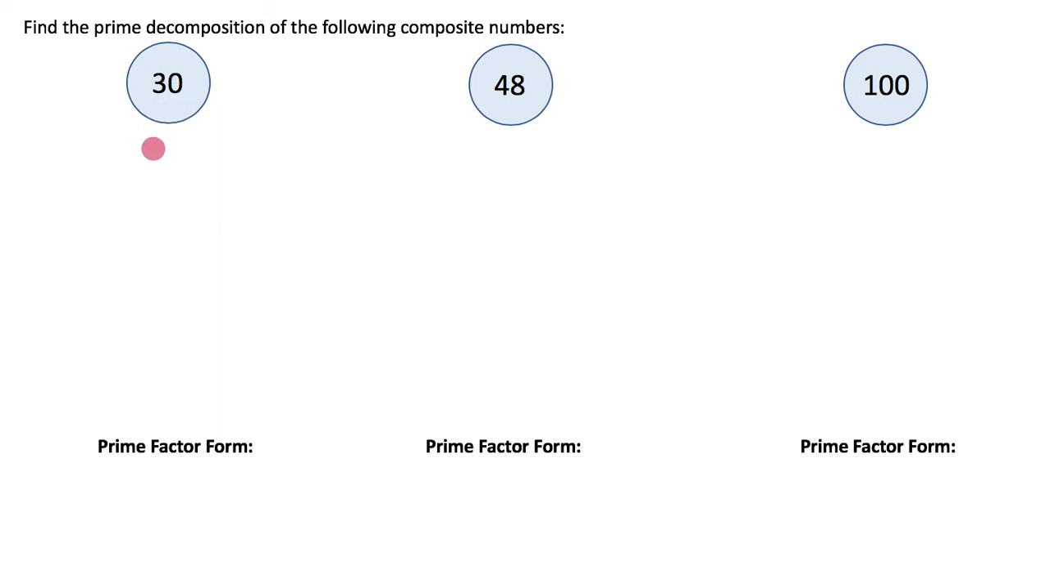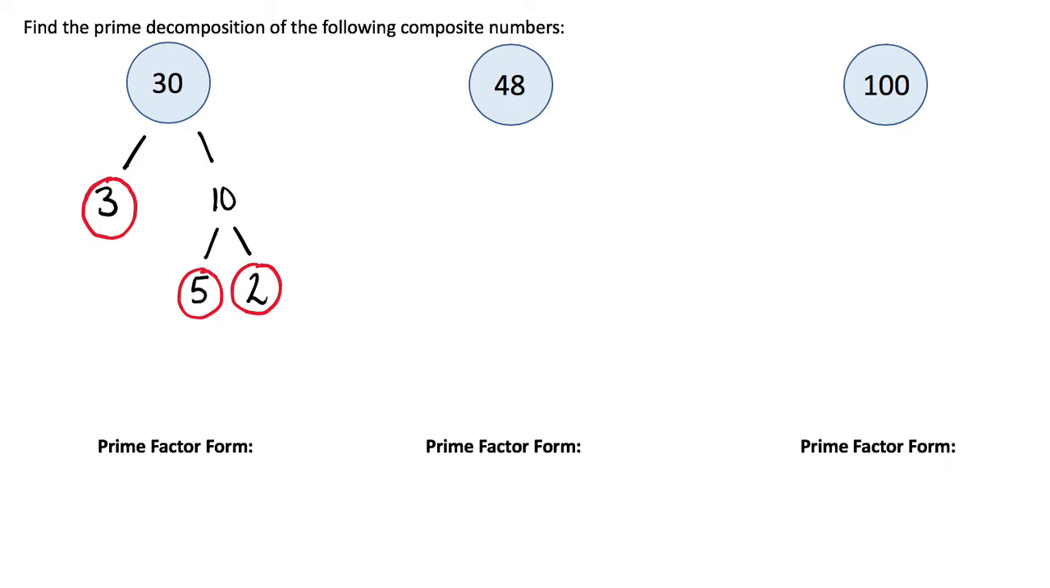Let's begin with 30. 30 can be broken down into 3 and 10. 3 is a prime number. Whoa, my pen is freaking out. There we go. 10 can be broken down into 5 and 2, which are both prime numbers. So I can circle both of those. I can circle 5 and I can circle 2.